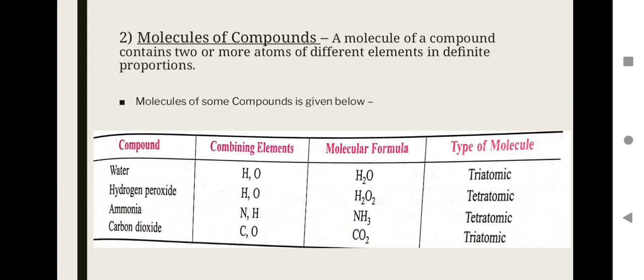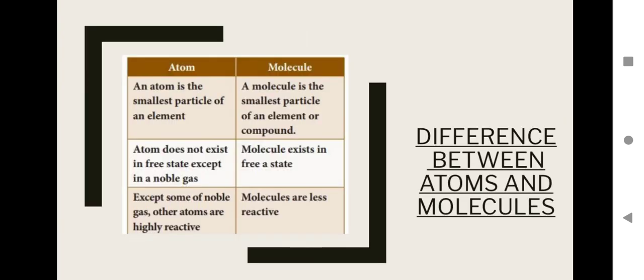The next is ammonia. The combining elements here are nitrogen and hydrogen. The molecular formula is NH3 and it is also tetraatomic. It contains 1 atom of nitrogen and 3 atoms of hydrogen. Carbon dioxide, CO2, is triatomic. It contains 1 atom of carbon and 2 atoms of oxygen. A molecular formula of a compound gives us the number of atoms of each kind present in its one molecule.